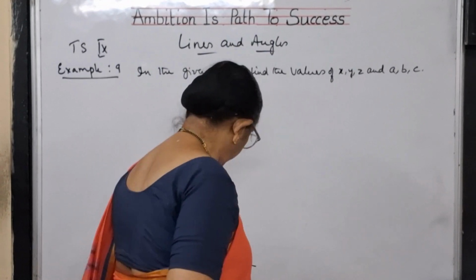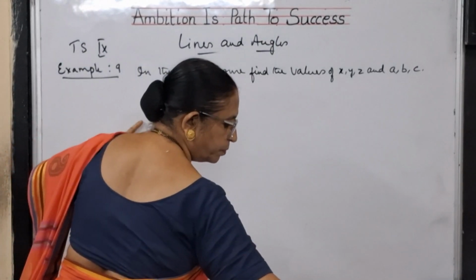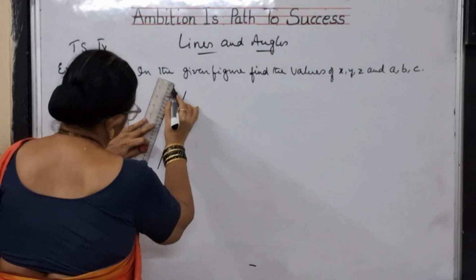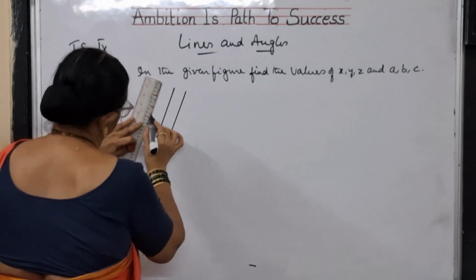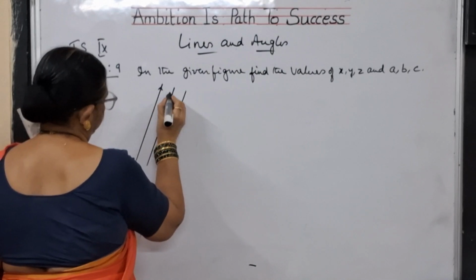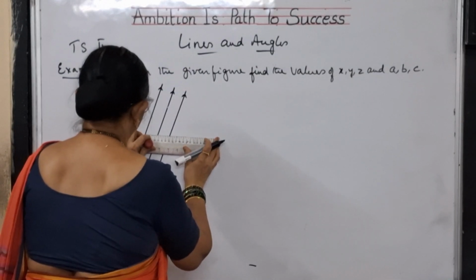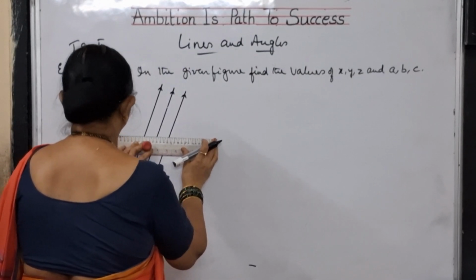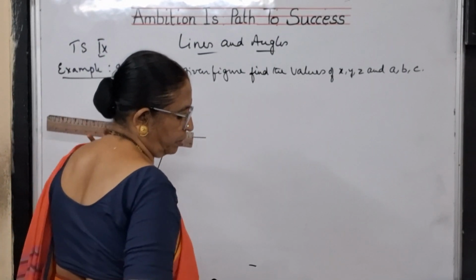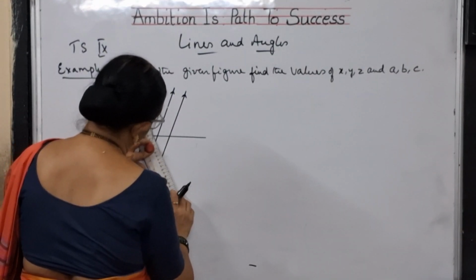So let us see how the figure is given. First, we have got 3 parallel lines. So this is 1, this is 2, this is 3. These 3 are parallel lines. This is the indication for parallel lines. Here you have got a straight line in this way, and you have got a line crossing like this.